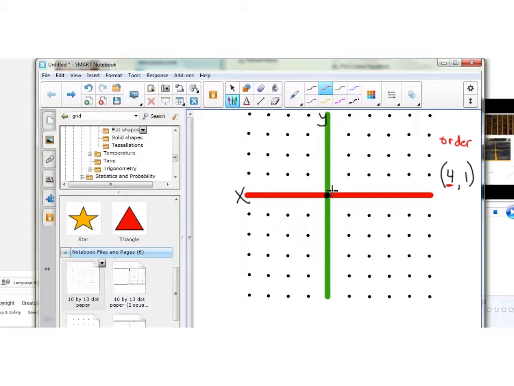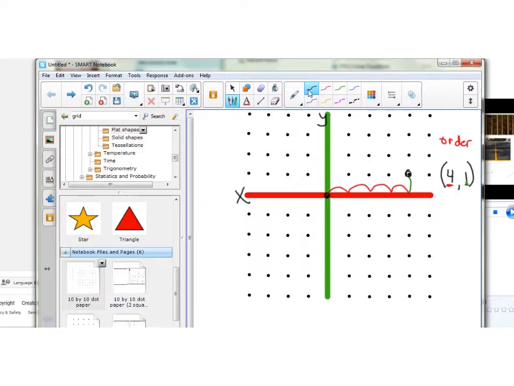So we start at the origin, and we're going 4 to the right because our 4 is positive. Okay, so far we are there. And then it says to go 1 on the y-axis. So that's a positive 1, so we move up, and here is our address, 4, 1.